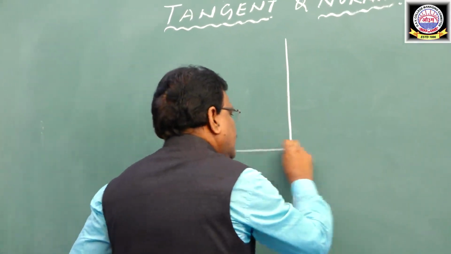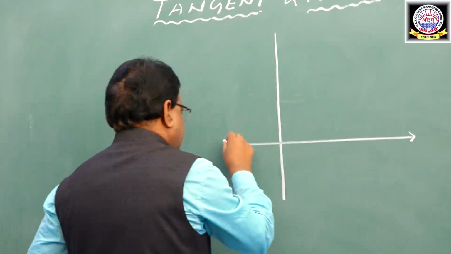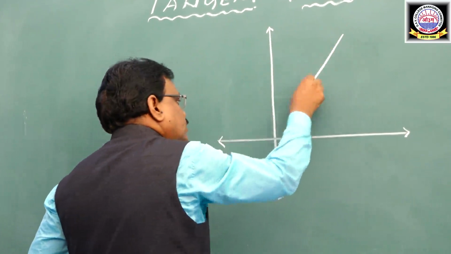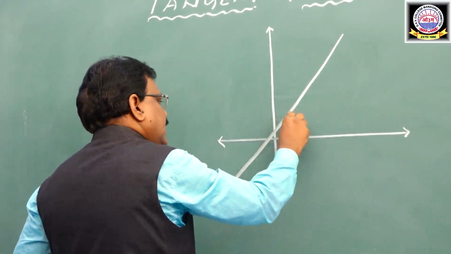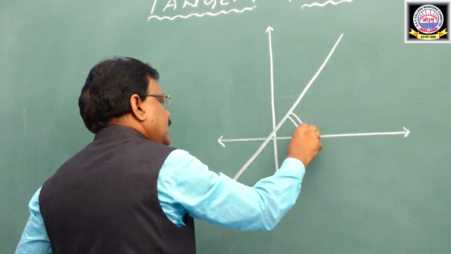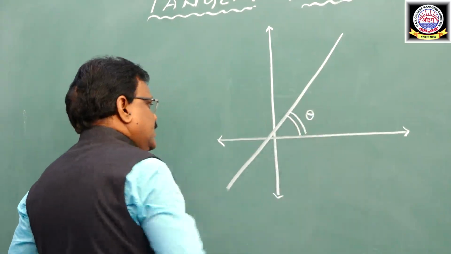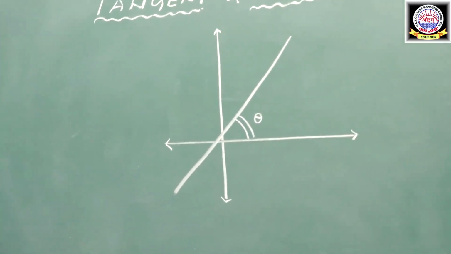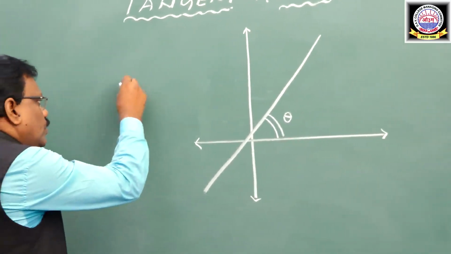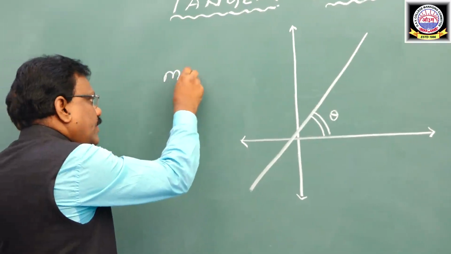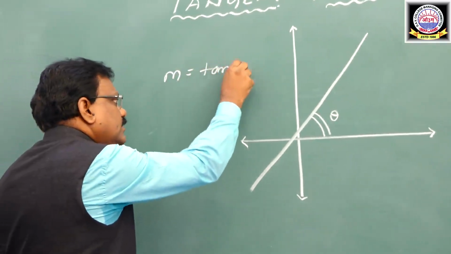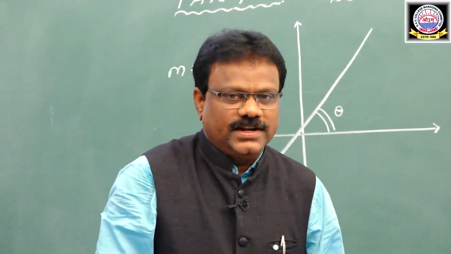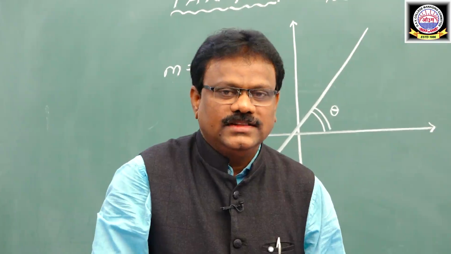So what does slope mean? If this is your coordinate axis, say the x axis and the y axis, and any line is drawn, let this line make angle theta with the positive x axis. If the angle of inclination of the line is theta, then the slope, denoted by m, is equal to tan theta. So the slope of a line we can get: m is equal to tan theta.